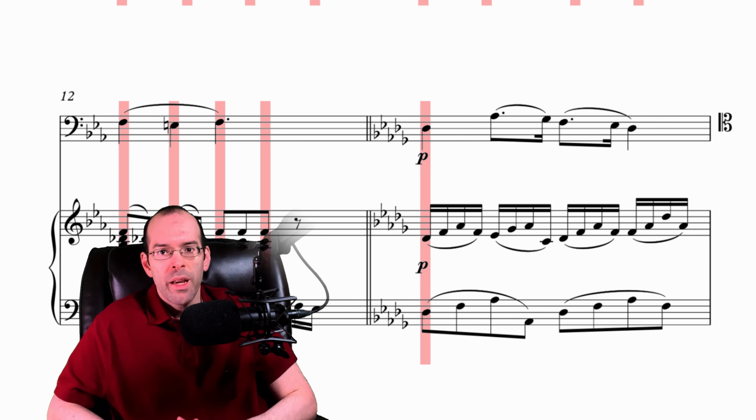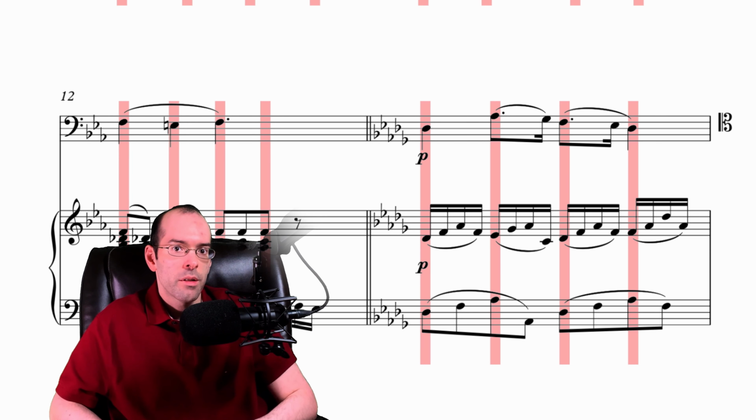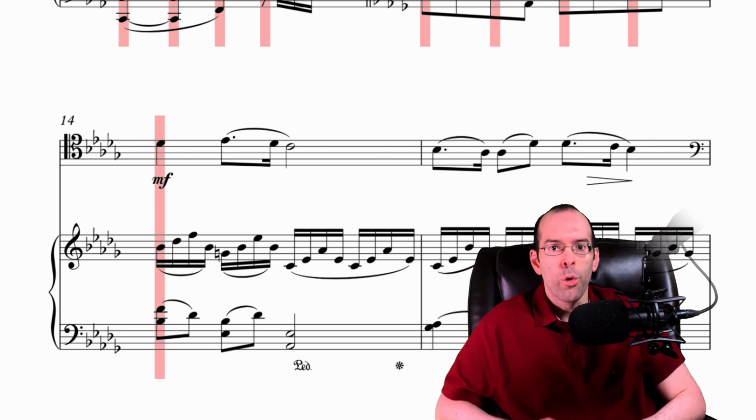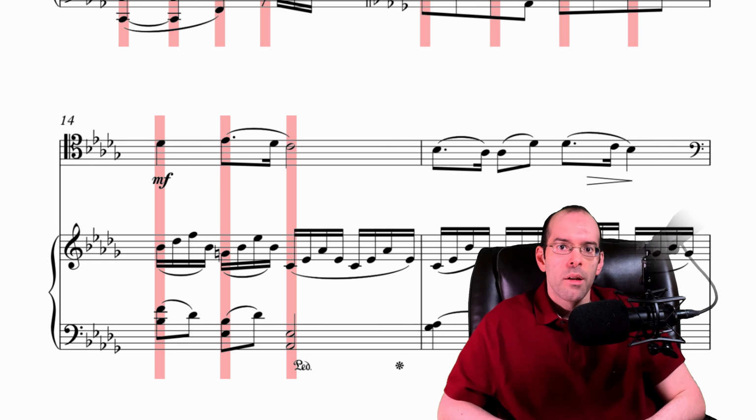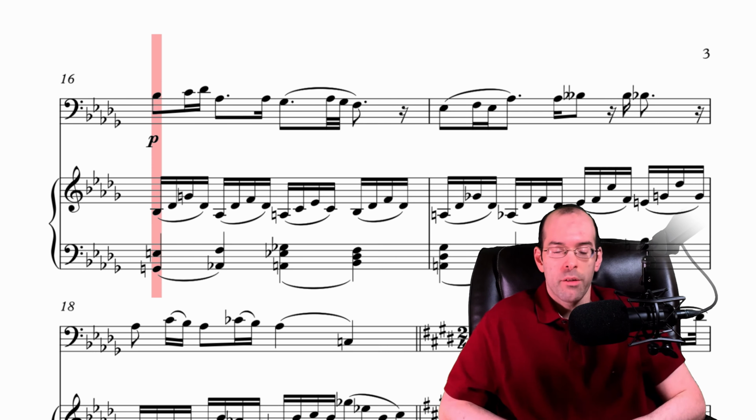But if we skip ahead to this section right here, the eighth notes are now grouped into 4s. And even though we have 4 beats to these measures, there's more emphasis on beats 1 and 3. Beats 2 and 4 are what we call weaker beats, and beats 1 and 3 are much more pronounced.